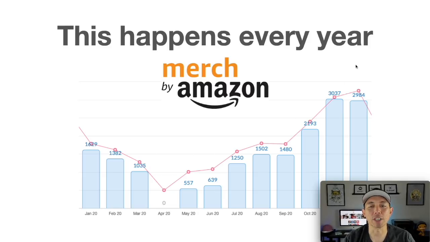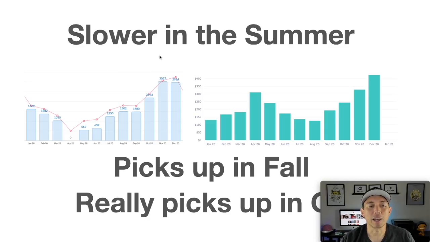So kind of matching what is on Redbubble too. So Merch by Amazon as well as Redbubble and some other PODs kind of has the same thing. You're gonna see this every year where there's a slower part of the year and then there's a higher part, which is the Q4. You can see I have both of these here together, the Merch by Amazon and the Redbubble.